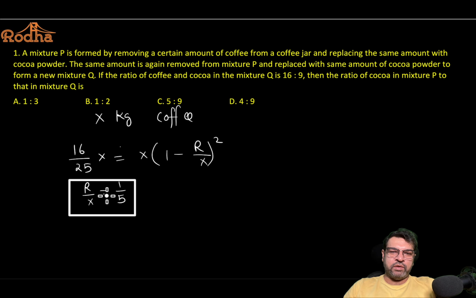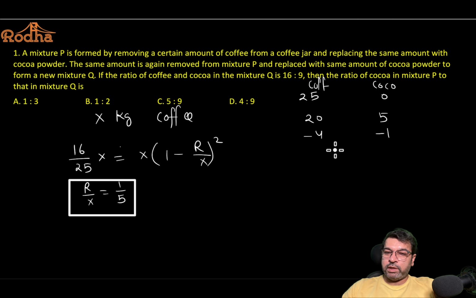Now the total was 25, let's make a slight shortcut. Let's say total is 25 kg coffee, and cocoa is 0 initially. 1/5 is removed, so 5 is removed, 20 left. You replace with 5 of cocoa. Again 1/5 is removed from this. So 1/5 of this goes, 1/5 of that goes. If 1/5 goes, how much will remain? Removing 1/5 gives minus 4, and of the cocoa 1/5 is minus 1. So you removed again, minus 4 minus 1. And again you are replacing with 5 kg of cocoa. So the final quantity of cocoa is 9. Got it. So that's your point.